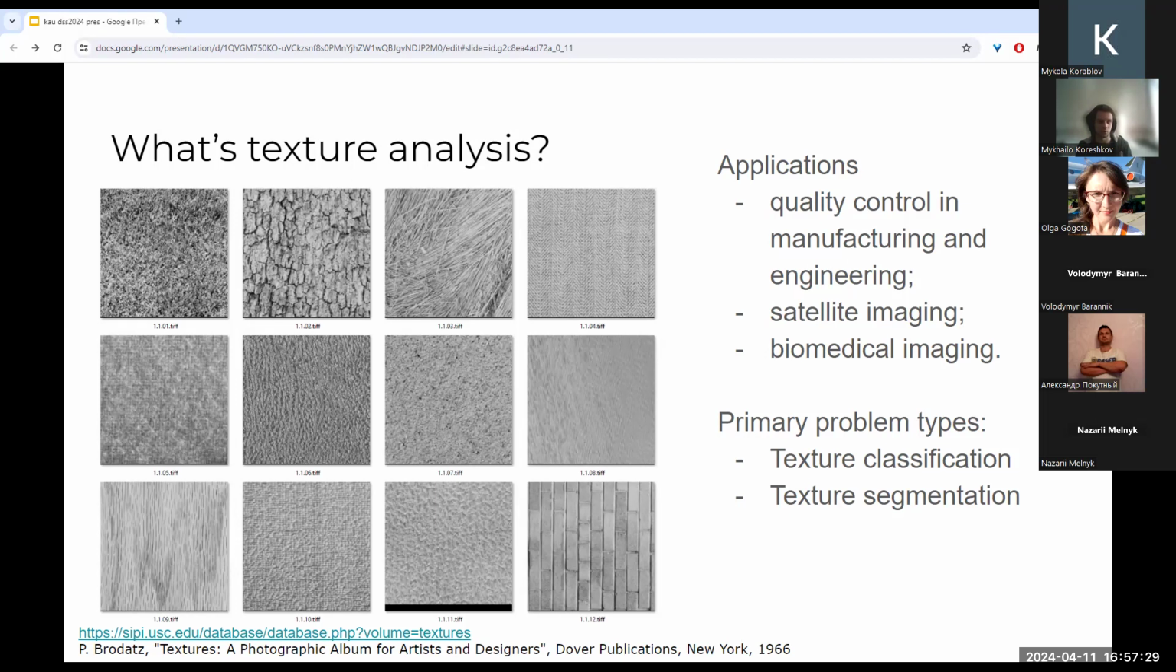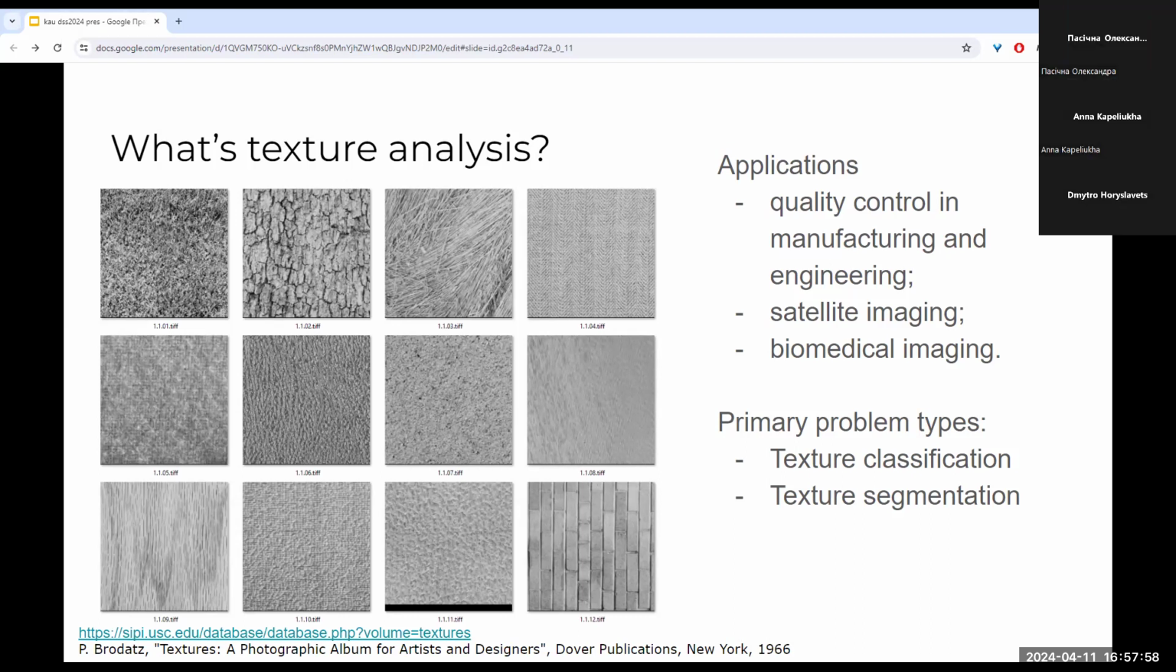So when you're talking about pattern, actually we are talking about some statistical features of co-occurrences of some intensities, or some heights if you're talking about three-dimensional patterns. So here are some samples from Brodatz's textures book. Actually, we use them in our research as well.